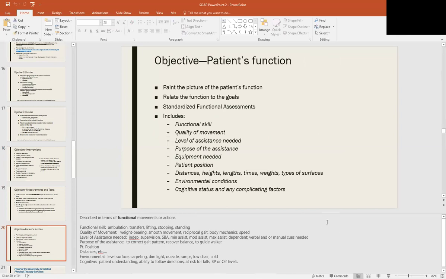All right, the patient's function. So when you're talking about their function, you want to paint a picture of how they're doing. You're going to relate that function to their goal. There are standardized functional assessments, which we'll get into in a couple weeks. And this can include the functional skill, which is ambulation, transfers, lifting, stooping, standing, or bed mobility. So those are some examples. The quality of movement. So was it a smooth, coordinated movement? How were their body mechanics? Did it take a long time?